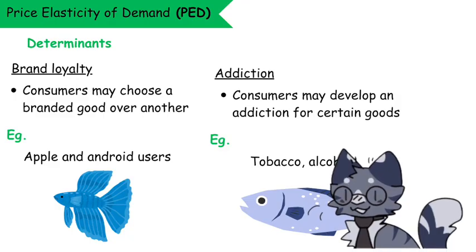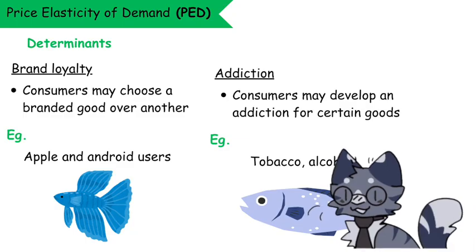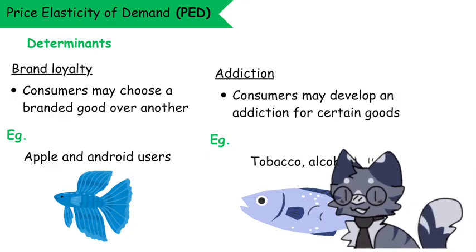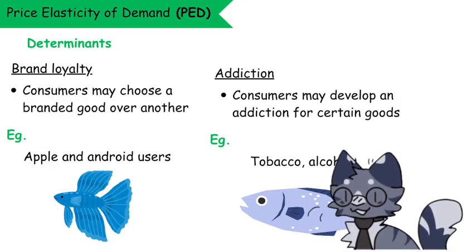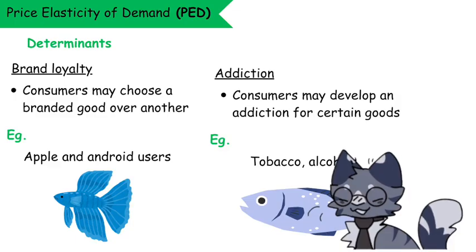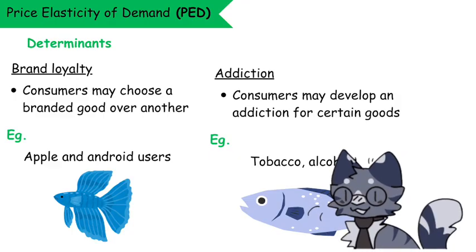The last one I'm going to talk about is addiction. So, if consumers are really addicted to your good, it is more likely to be price inelastic because even if your price rose by a lot, consumers will most likely not stop demanding it because they're addicted to it. It's nearly like a necessity to them. So they will still keep buying it even if the price increases by a lot. Some examples are tobacco, alcohol, cigarettes, your not very good to be addicted things. I definitely do not recommend getting addicted to them, but those are your examples if you need them.